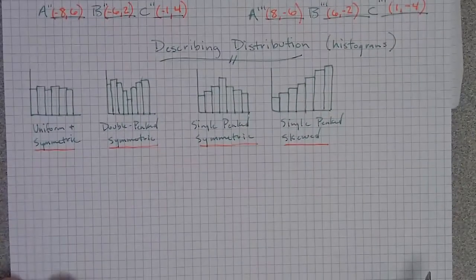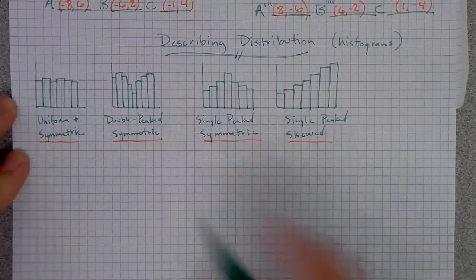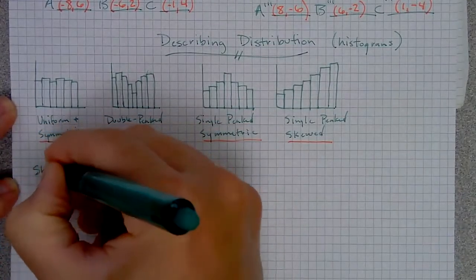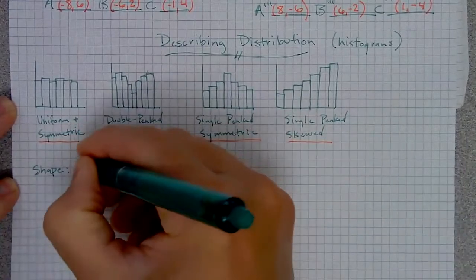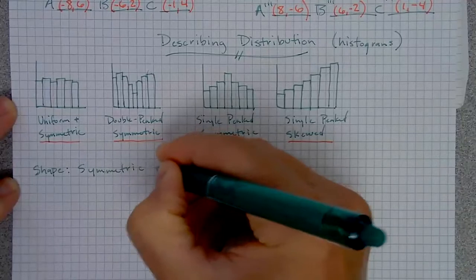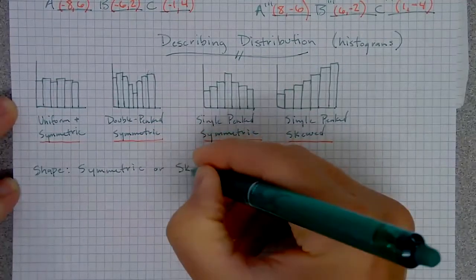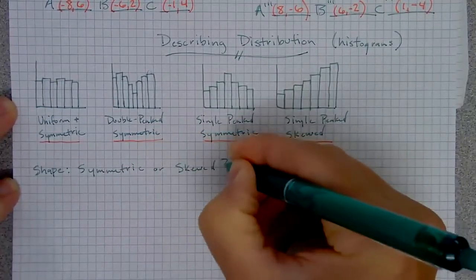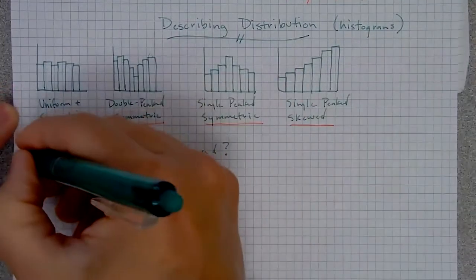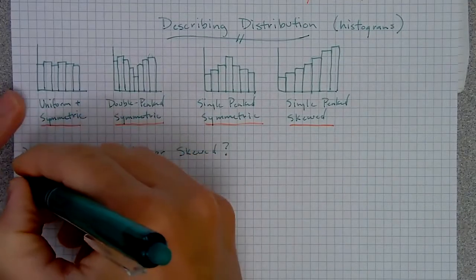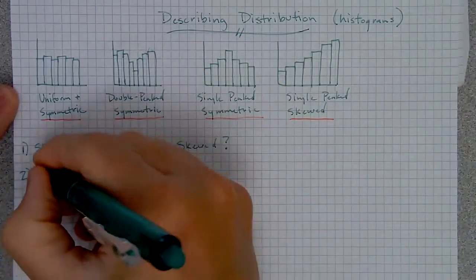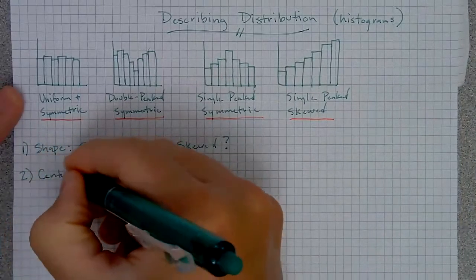So to describe distributions, we're going to use two different things. One is the shape. Essentially we're asking ourselves, is it symmetric or skewed? Second thing we're asking is, where is the center?